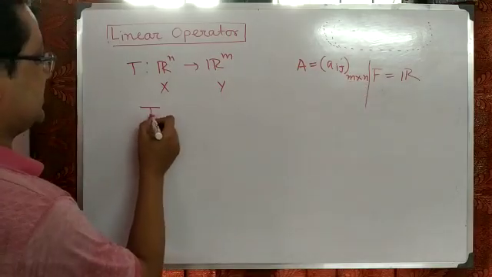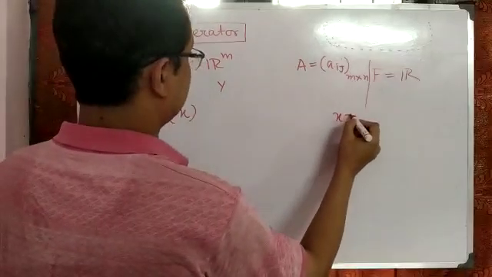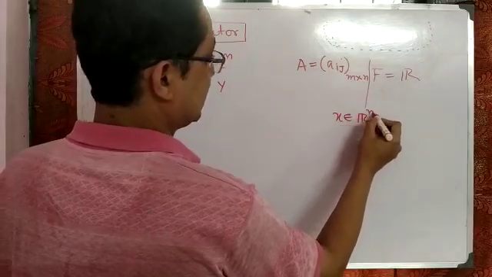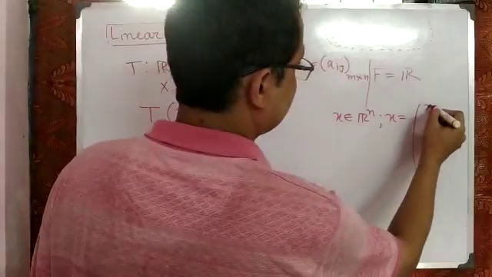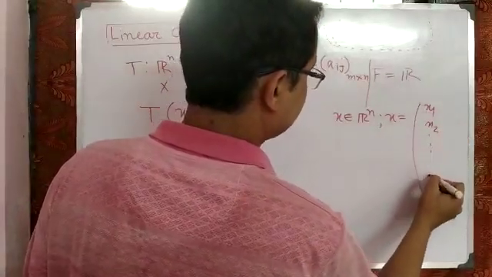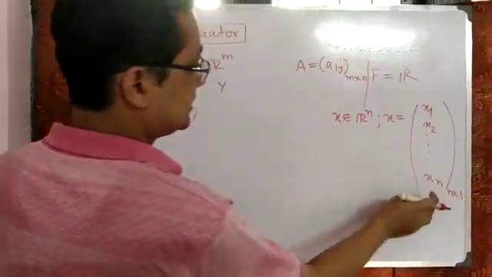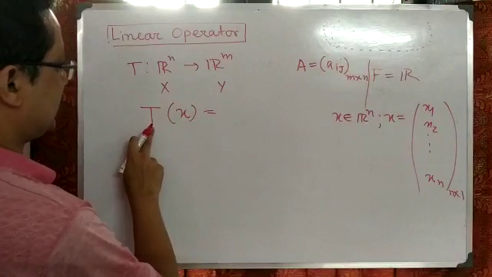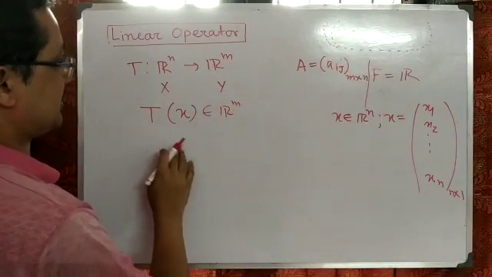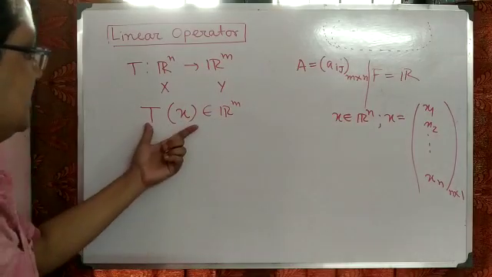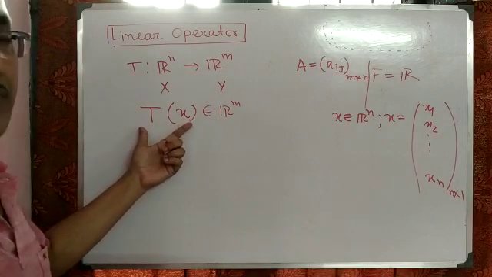Then the construction of that linear operator: if you choose any x belonging to Rn, that means x is a column vector, x1, x2 up to xn. So it is n cross 1. So what is Tx? Tx belongs to Rn, so ultimately the result is a vector with n coordinates.